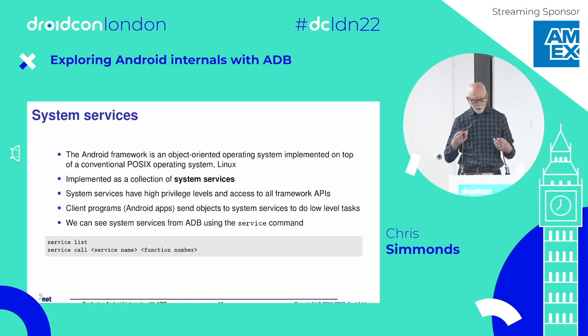So the way it works then is basically Android applications are sandboxed. They can't do anything. In order to do things, they have to call the framework, send a message to the appropriate system service, and then that will do whatever it is you want it to be done. And we can look at this from the command line using things such as service list and service call.